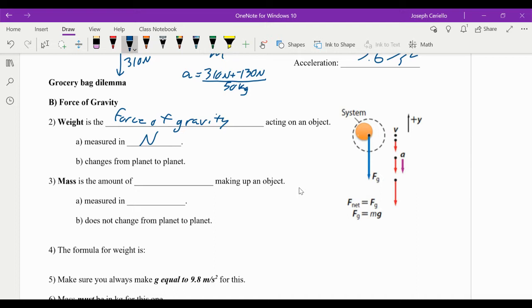Now mass is different than weight. Mass is the amount of matter making up an object. It's how many molecules make you up. You learned in chemistry that if you have 6.022 times 10 to the 23rd molecules of carbon, that is going to have a mass of 12 grams. It's dependent on the amount of material. That's measured in kilograms. These are two different things, you have to be very careful. And mass does not change from planet to planet. My mass, the number of molecules that make up my body, does not change from planet to planet.